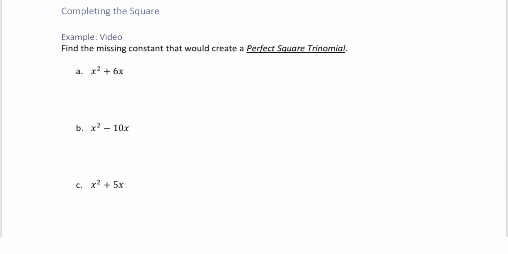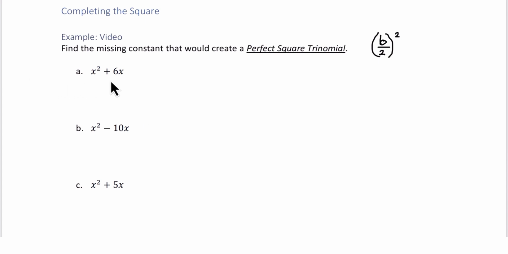In this video, we want to find the missing constant that would create a perfect square trinomial. As a reminder, a perfect square trinomial is a trinomial that, when factored, has two identical factors. The way to find that missing constant is b over 2 squared. We're going to add that to the current binomial to create the perfect square trinomial.